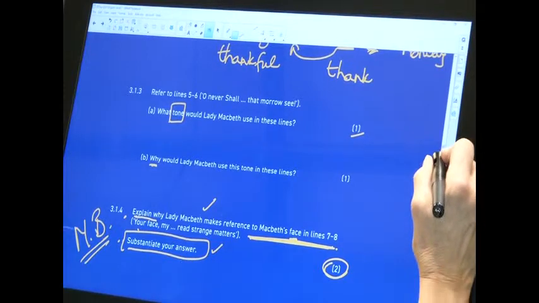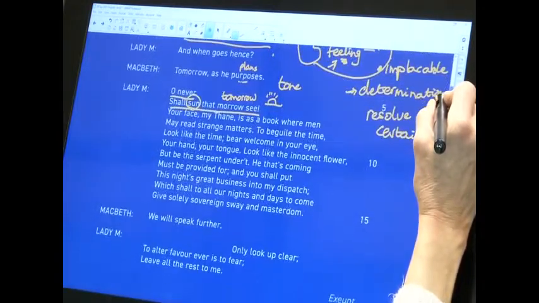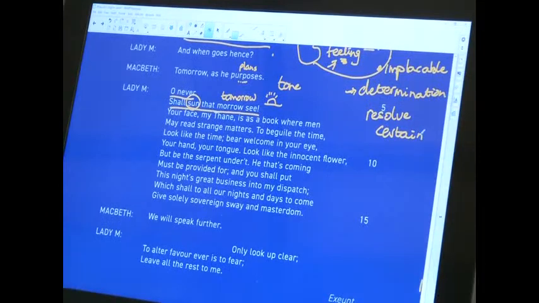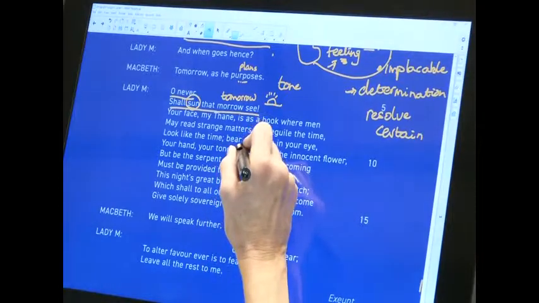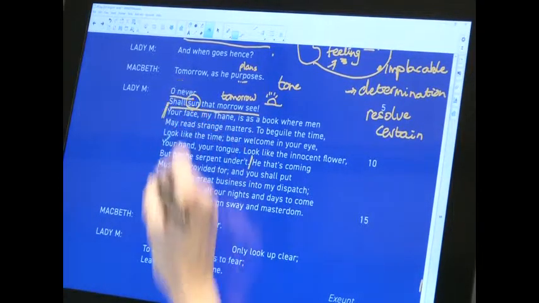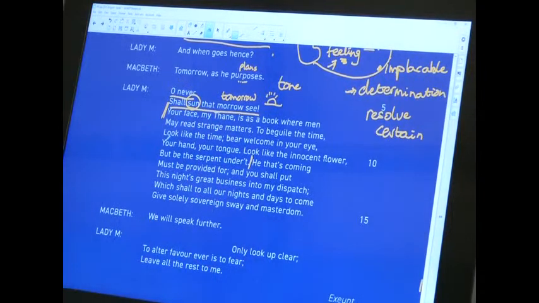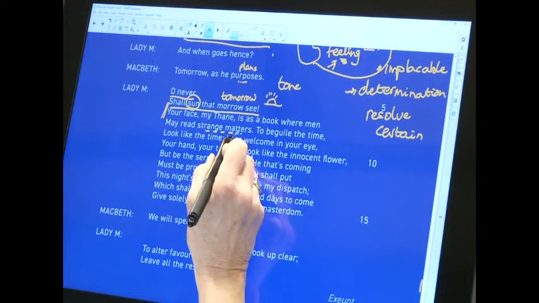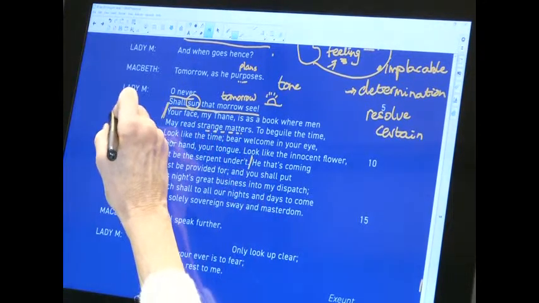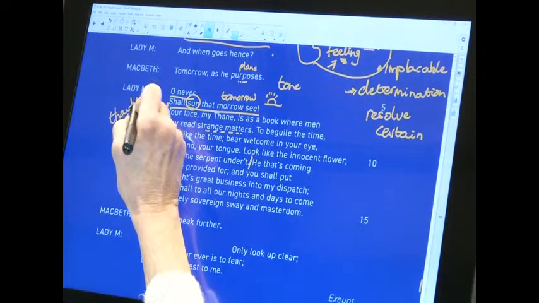Right, so we've got to go back to those lines. "Your face, my Thane, is as a book where men may read strange matters. To beguile the time, look like the time. Bear welcome in your eye, your hand, your tongue, look like the innocent flower, but be the serpent under it." So here I would look right down to there for an explanation of why she's looking at his face. What are the strange matters? What are we talking about here? Obviously, the thoughts in Macbeth's head about murder.